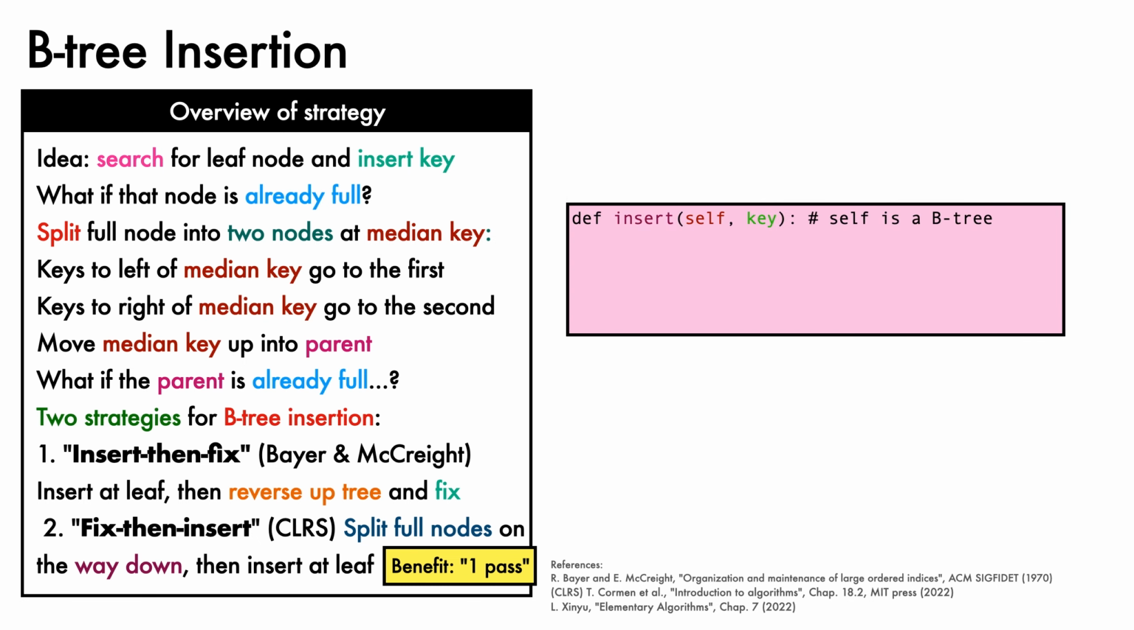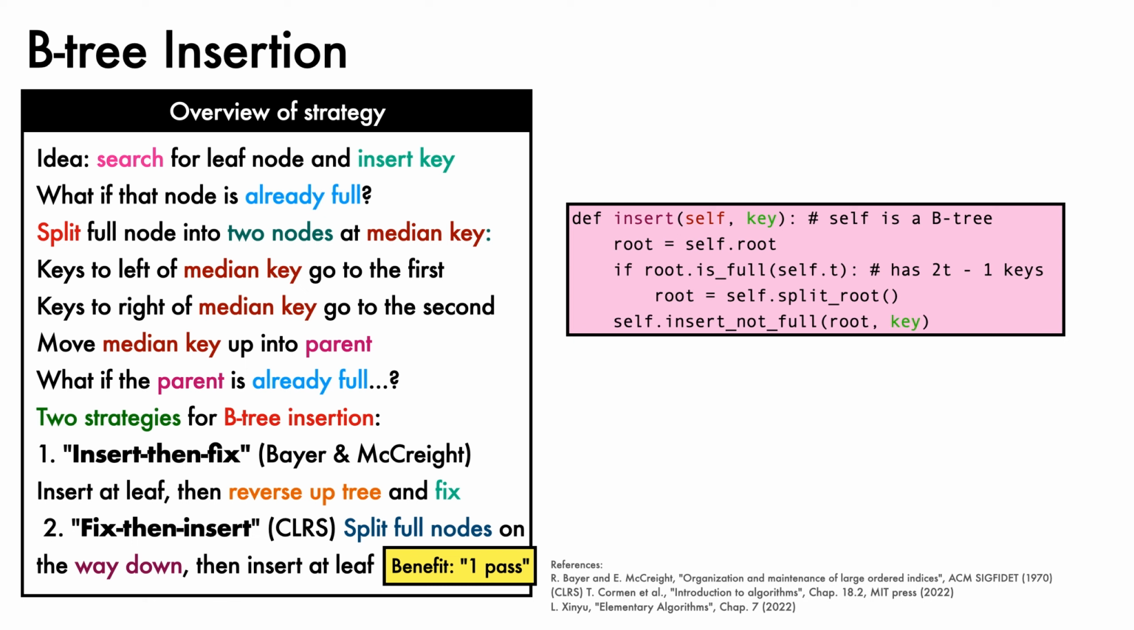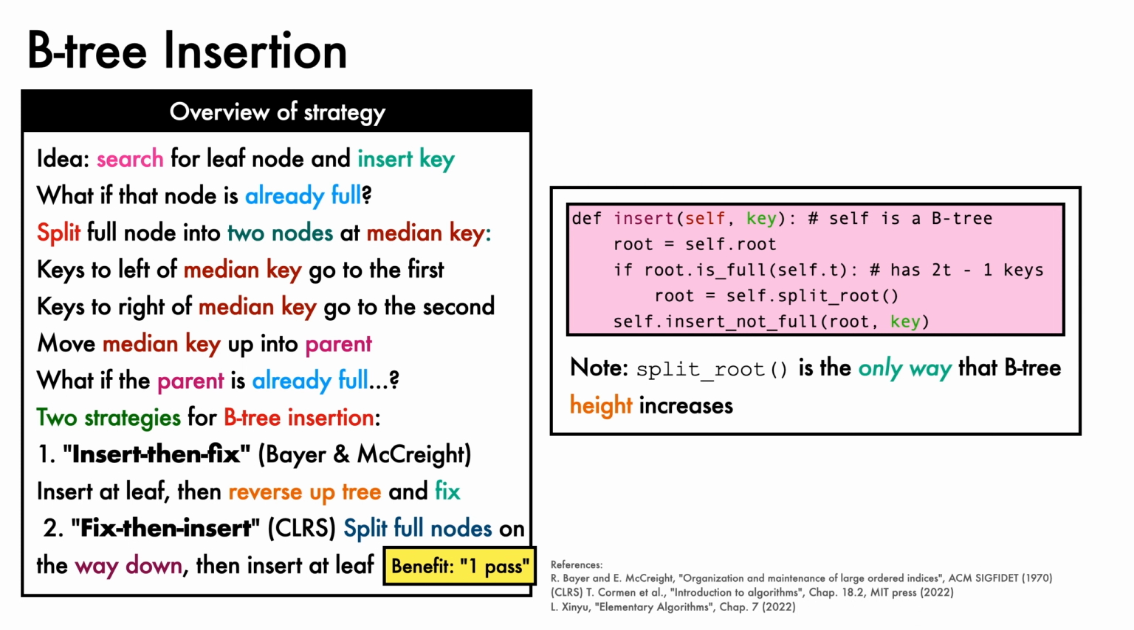Here is the insert function, which takes in an instance of a B-tree and a key to be inserted. We first create a variable to point to the tree root. Then, if the root is full, which is to say that it has 2t-1 keys, then we call a helper function called splitRoot, which creates a new node that is set to be the new root. It takes one of the original root node's keys as its key and generates two new children. Now we are confident that the root is not full. We call the insertNotFull helper function to insert the key into the root node. One important point to note here is that this call to splitRoot, which we'll see implemented shortly, is the only way that B-tree height increases.